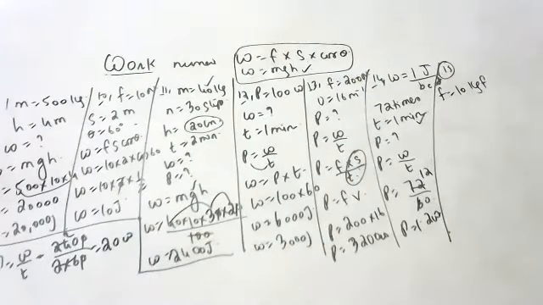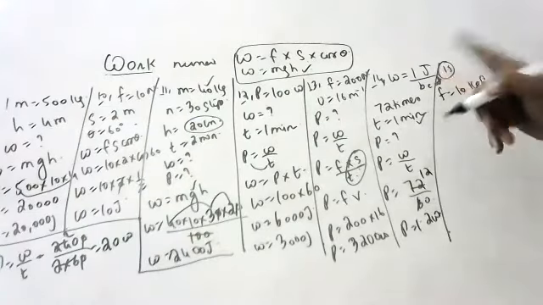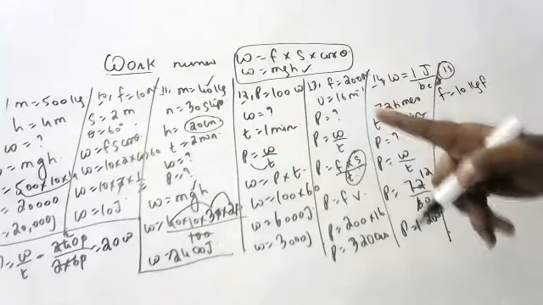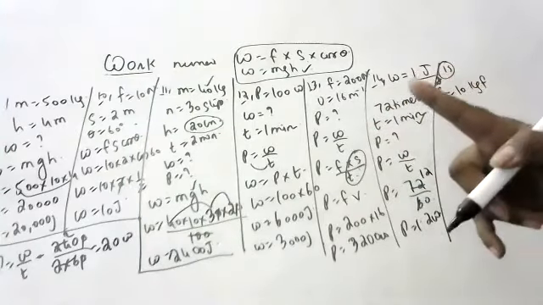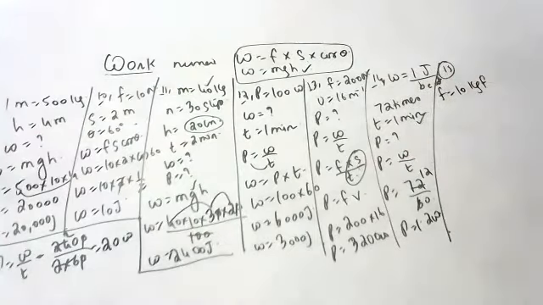Sir, you gave this in the 14th question. What is it, sir? Work is 1 joule per beat. 1 beat is doing work of 1 joule, so 72 beats is 72 joules.